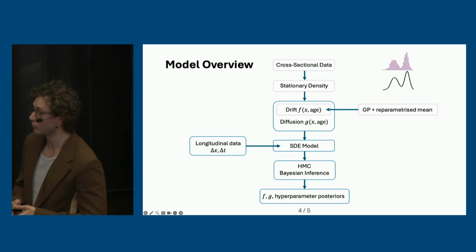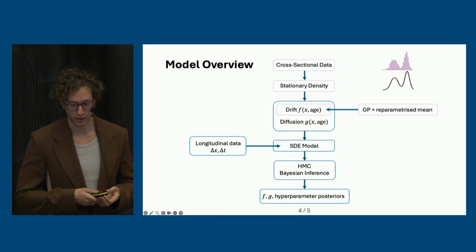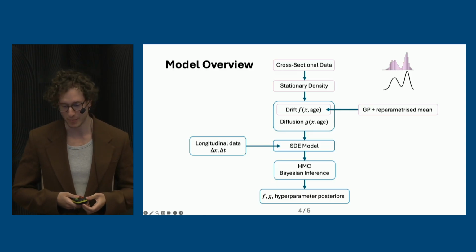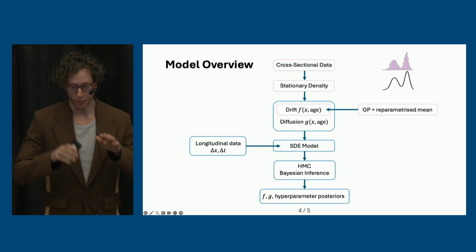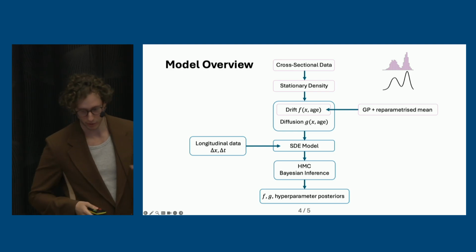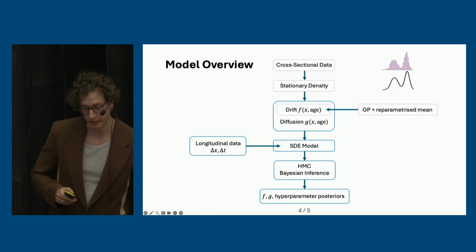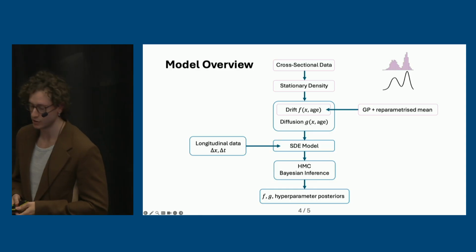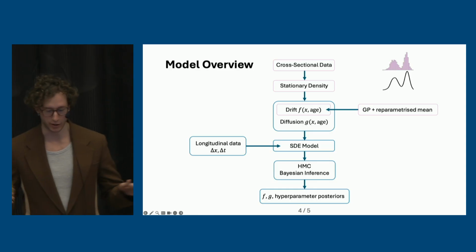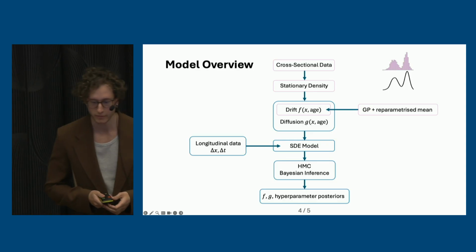So the entire model overview is that we have cross-sectional data in the form of histograms. We can learn stationary densities from them. Then we plug this into the drift function. We have the diffusion. They're being learned from Gaussian processes. Plug them into our SDE model, where we input the longitudinal data, and then we have HMC, Bayesian inference, and Stan, and we get out our posteriors, F, G, and the hyperparameters for them, which are also being learned.